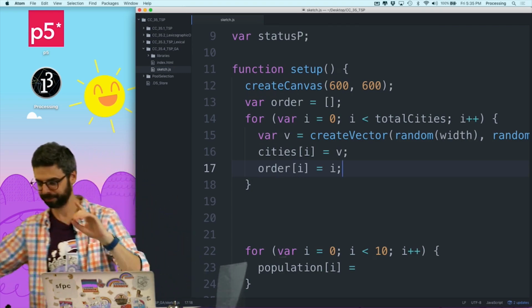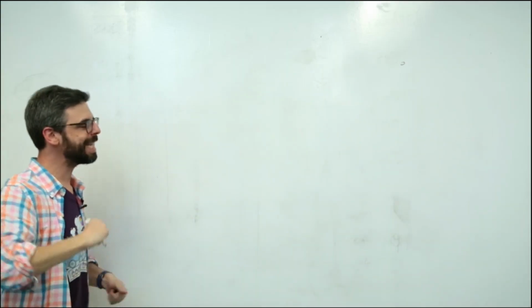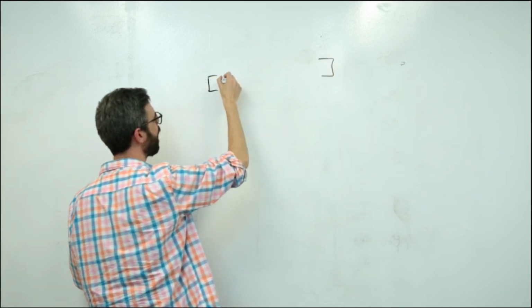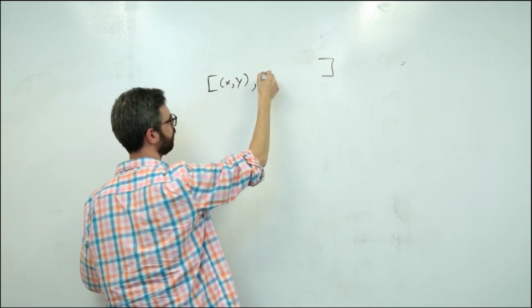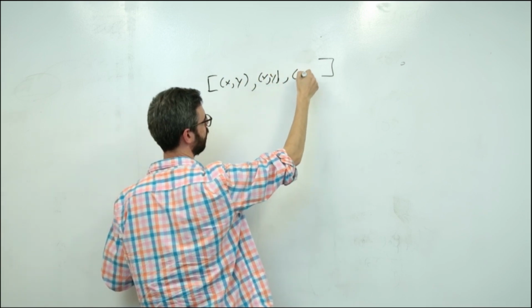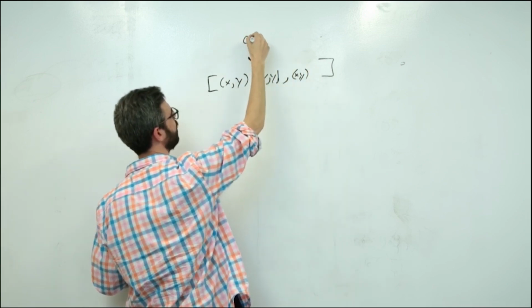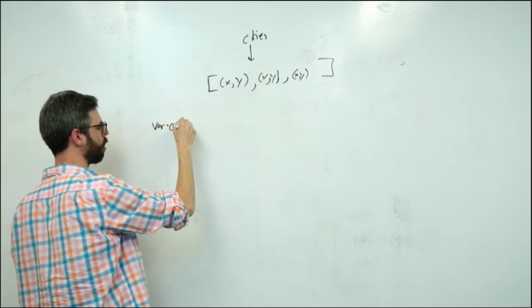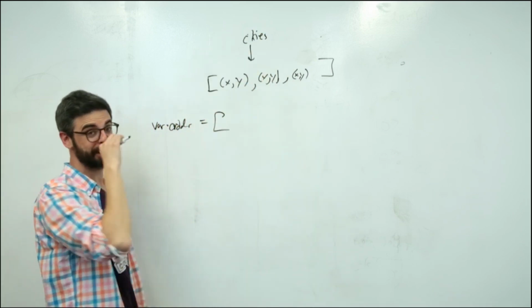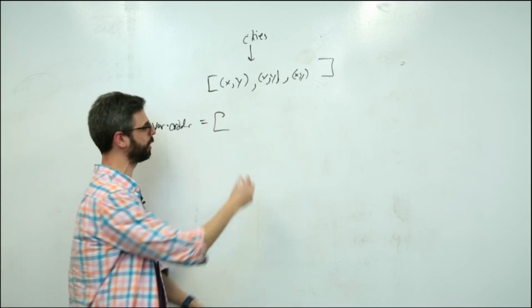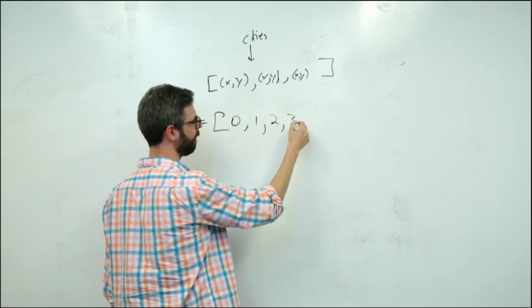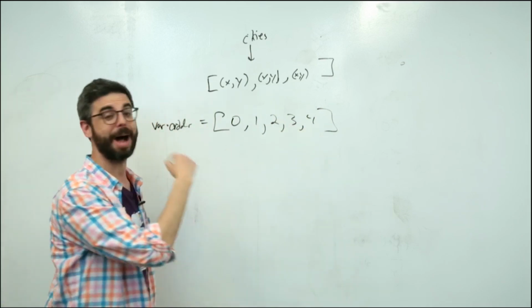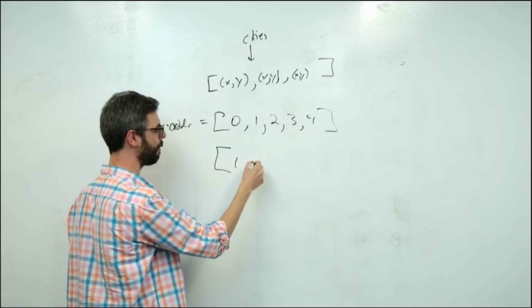Okay, what am I doing? The idea is that I have an array that keeps track of all of these vectors. That's called cities. Now I'm going to create an array called order. What I want is an order of how we're going to go through all those cities. So I can start with just this, right? If there are 5 cities, 0, 1, 2, 3, 4. Now the idea of the population is I want to make a whole lot of these.